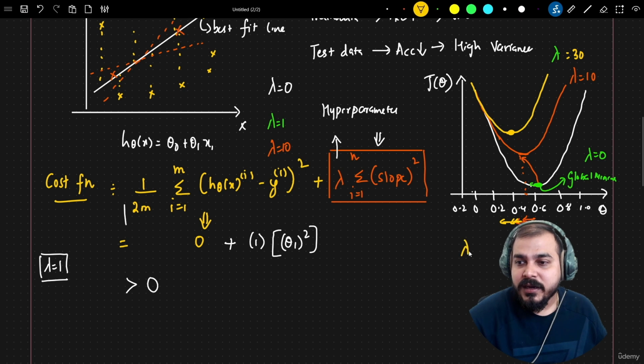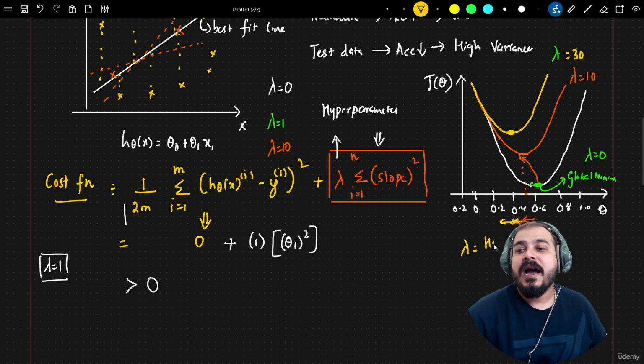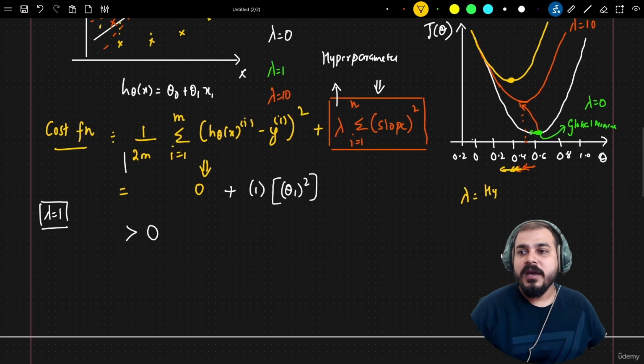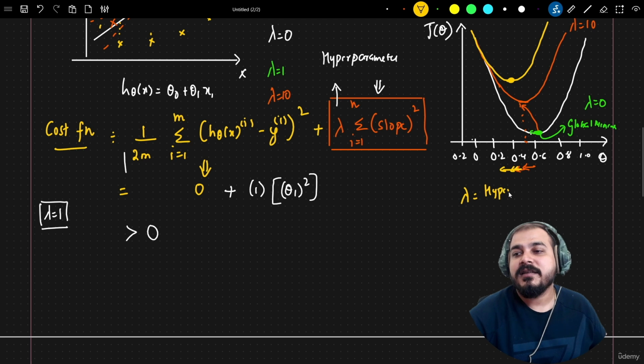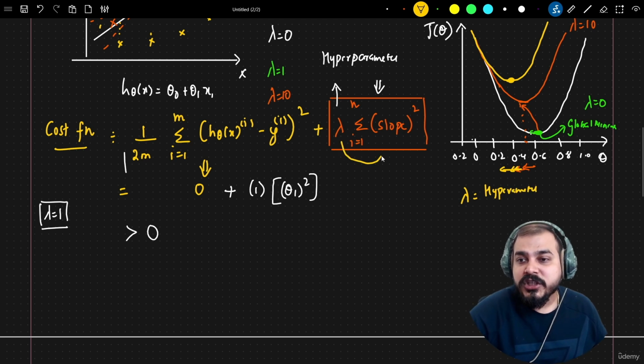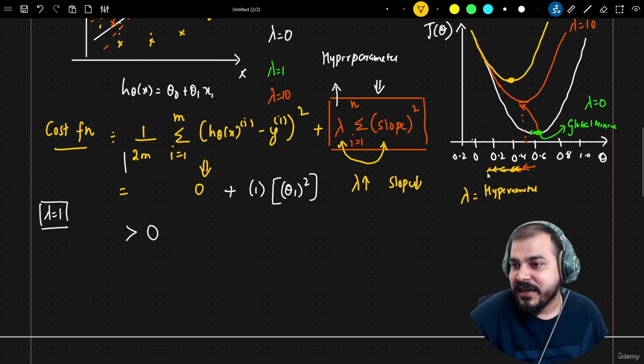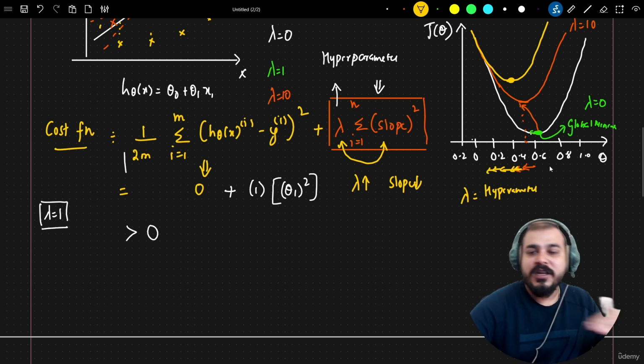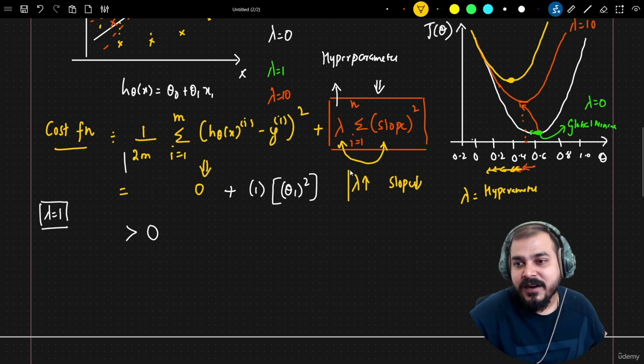So lambda over here can be considered as a hyperparameter. And if you really want to know the relationship between lambda and slope, you can definitely say that when lambda is increasing, your slope is decreasing. How is the slope decreasing? Because we are going to the left-hand side. You can see from 0.6 it became 0.4, 0.2, and like this it is going to the left-hand side. So this is the exact relationship between lambda and slope.